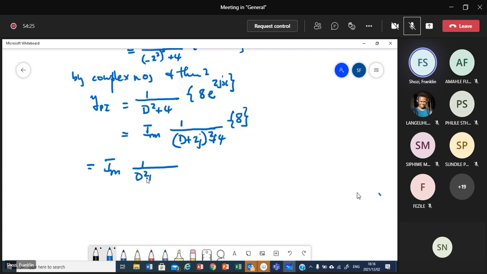D squared plus what? Plus 4dj. That will come out from there. Then I'll get here 2j squared, which will be minus 4. Minus 4 and 4, that will be 0. Then I'll be left with 8 here. Right? Now you know the story.